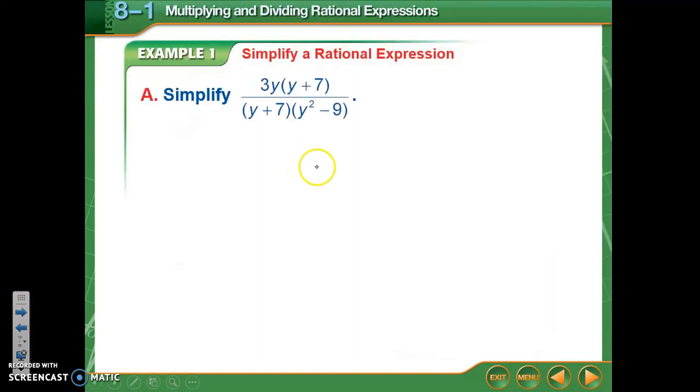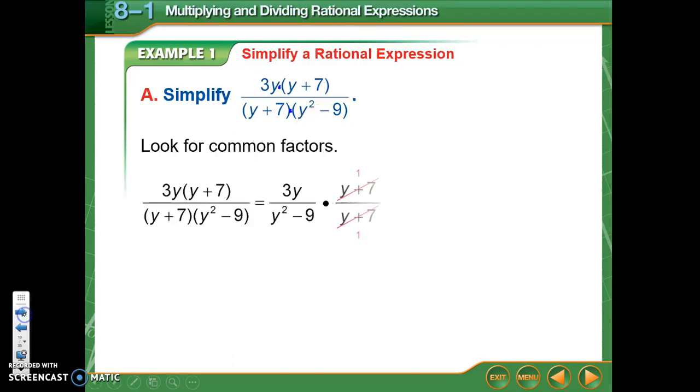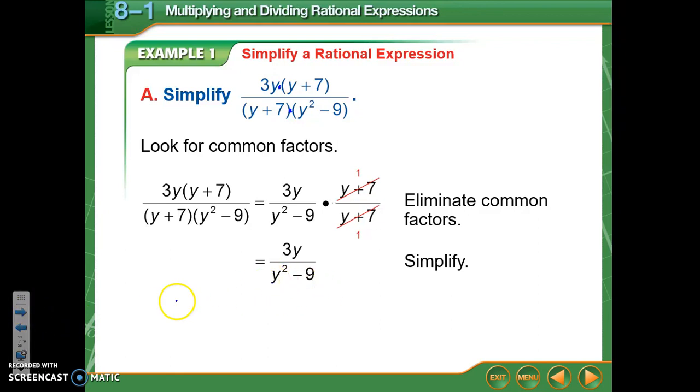All right, so simplifying a rational expression, I always have to check and see first if it is factored. In this case, my expression is already factored. I have 3y times y plus 7 over y plus 7 times y squared minus 9. So all of my addition and subtraction is inside of my factors. Everything is being multiplied here. So I look for any common factors, and I notice that I have a y plus 7 in the numerator and the denominator that's being multiplied by everything else. So that y plus 7 divides out, and I'm left with 3y over y squared minus 9. That would be my simplified answer.